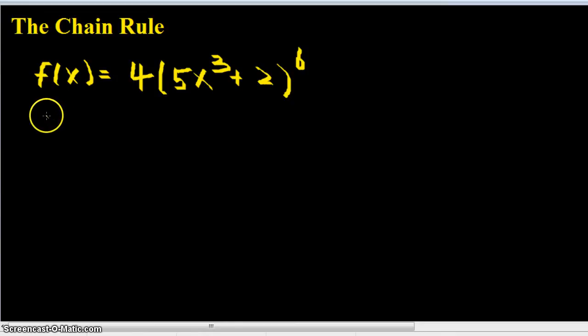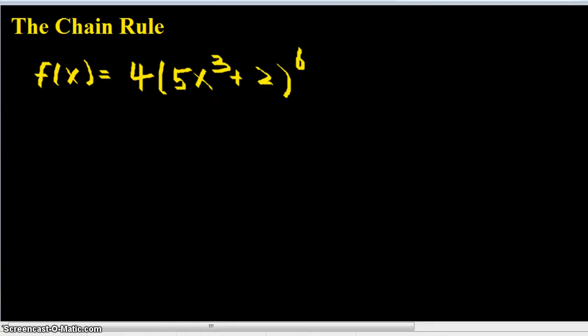Alright, so here I have f of x is equal to 4 multiplied by (5x cubed plus 2), the whole thing to the power of 6. As I mentioned just now, we could apply binomial expansion, but that's going to take us a very long time, and we will have a lot of stuff after the expansion. So what we're going to do right here is simply apply the chain rule.